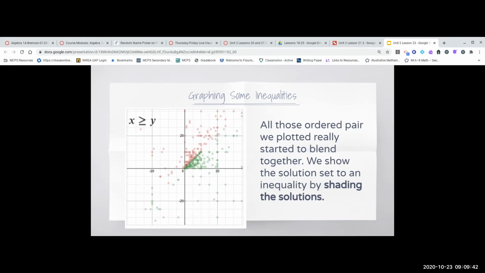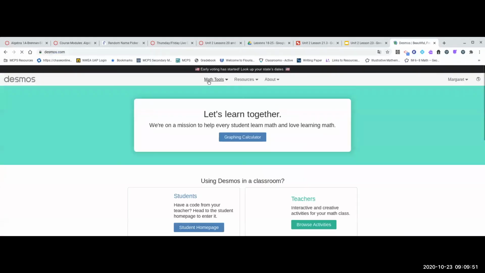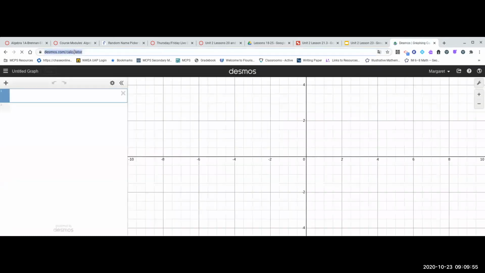And so what I would like for everyone to do right now is open your Desmos graphing calculator in a new tab. If you need that, one moment. It's just desmos.com/calculator, but I'll drop it in the chat.